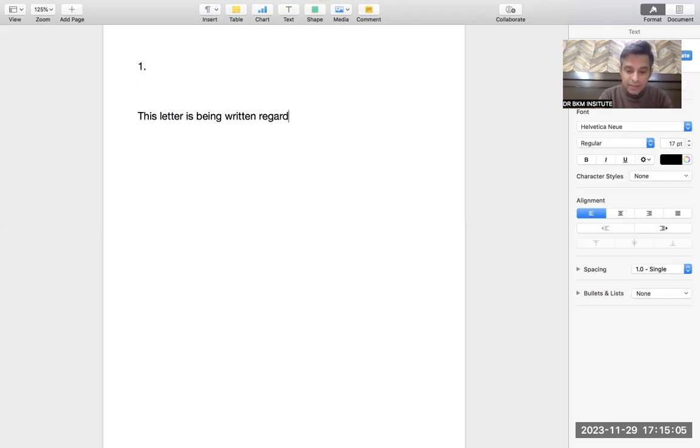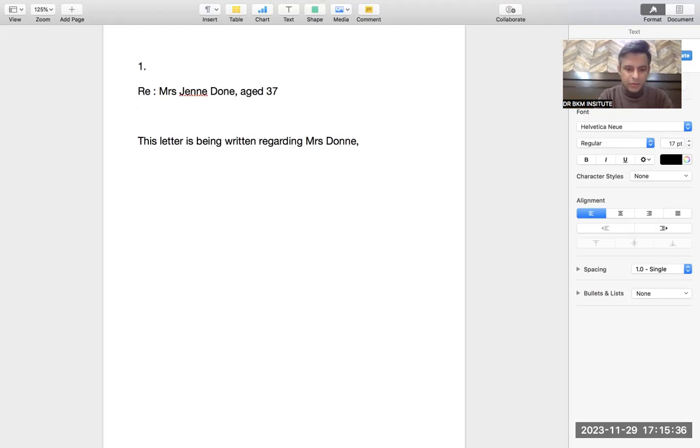This letter is being written regarding Mrs. Donny, or whatever the name was, second name, Donny. I would not mention the age now because I will mention the age here when I say regarding Mrs. Jenny Donny. Sorry, I forgot the name, so I'm just using any name. Donny, aged 37. So that is how I will write it. A can be capital, A can be small, that's not a problem. Smaller is better because we are using it after a comma. So then we will say, Dear Dr. Brown.